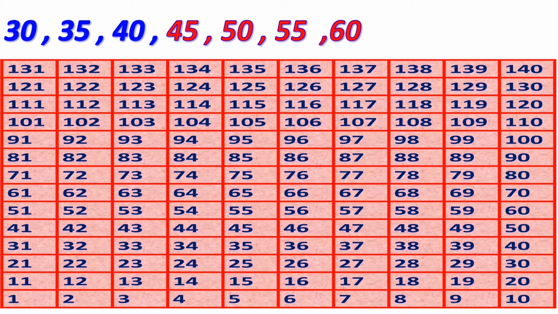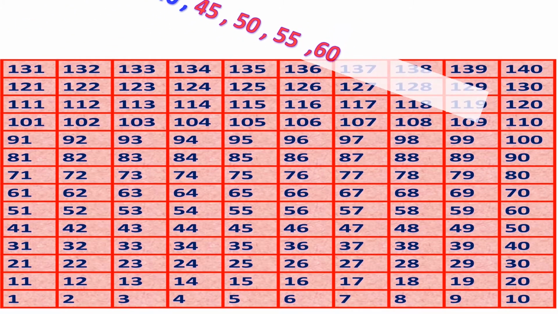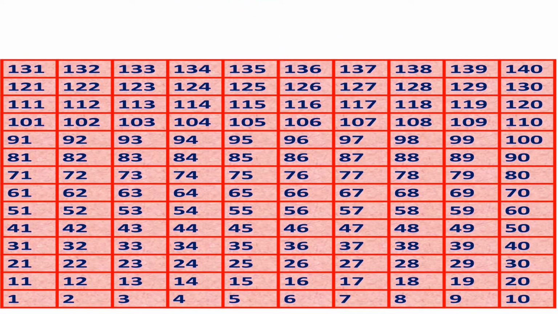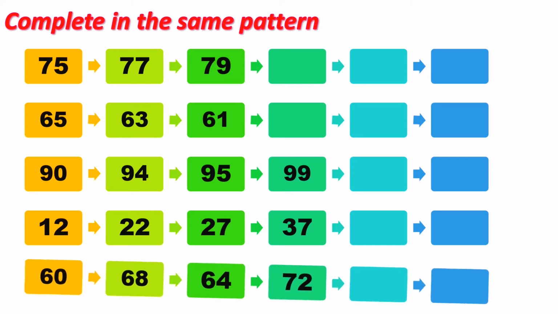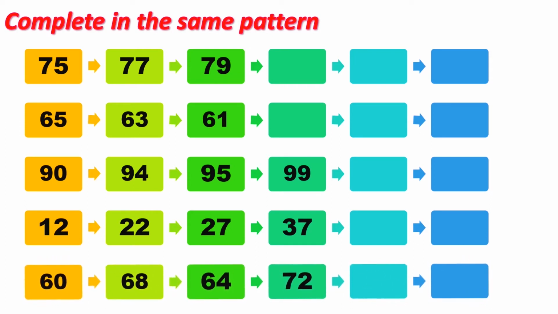Let's move now to the next examples and complete the same pattern. This is a lot of examples. We will solve them together. 75, 77, 79, 65, 63, 61. We will talk about each example alone. In the first one, 75, 77.